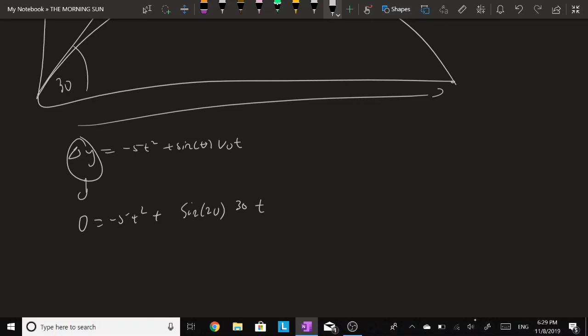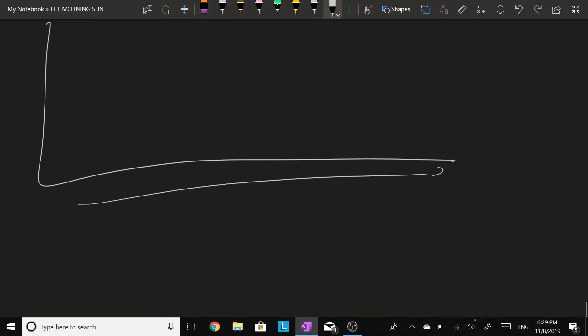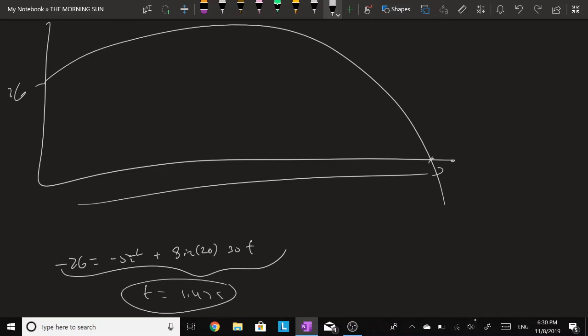I forgot to tell you guys, I drew this wrong. Let me redo this. It's actually 26 meters high, so it goes like this from 26 and then it reaches the floor. So it's actually minus 26 is equal to minus 5t squared plus sine 20 multiplied by v0, which is 30 meters per second, and the time. Use a quadratic calculator, and you'll get that the time is equal to 1.47 seconds. There you go, that's your answer. Thank you guys for watching, and as always, easy. Come back next time.